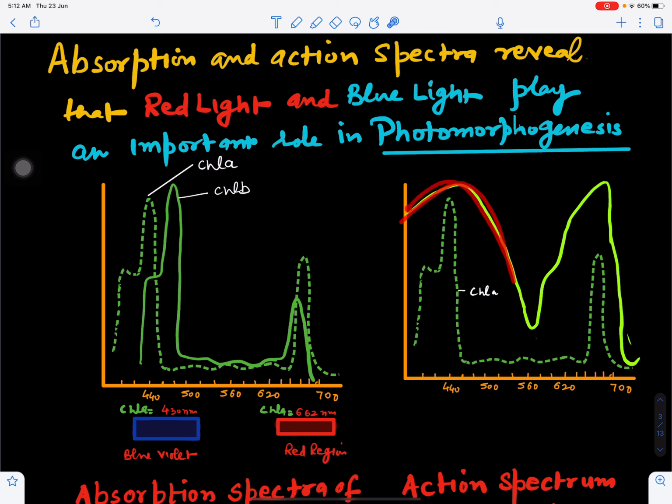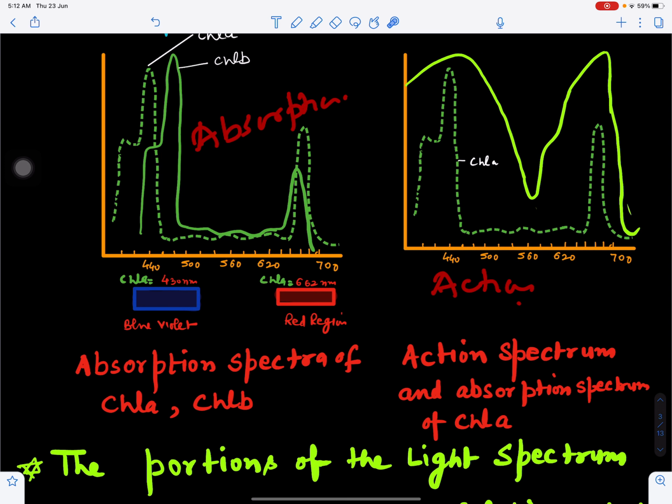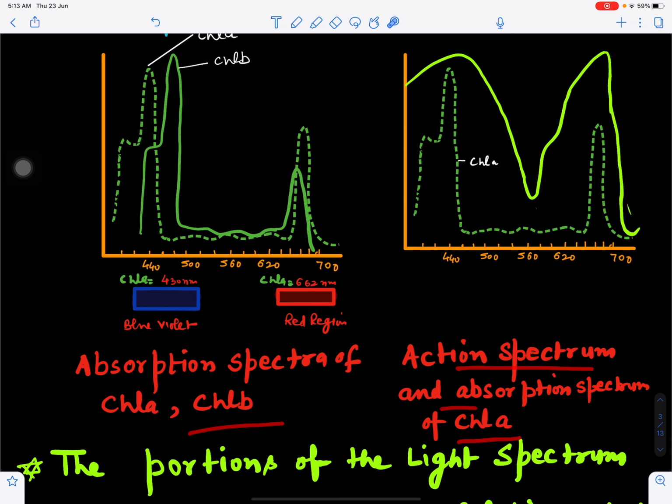This is the blue part. This is showing a high value of the action spectra, meaning photosynthesis, and this is again a high value of the action spectra, another peak, which corresponds to the peak of the chlorophyll A and chlorophyll B molecule. So development will be more in the blue and red region of the spectrum. This is the action spectra and this is the absorption spectra of the chlorophylls: absorption spectra of chlorophyll A and chlorophyll B, action spectra of chlorophyll A and chlorophyll B.